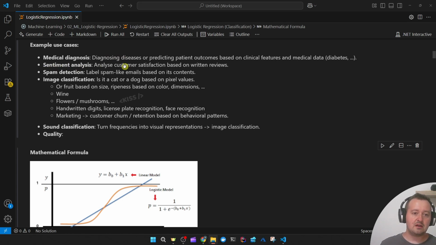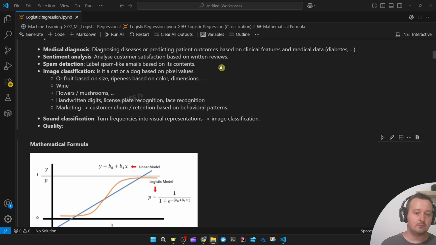Sentiment analysis, analyze customer satisfaction based on written reviews. So that would be blobs of text which contain good and bad words, and we would need to first convert all those words into a numerical representation, and then almost like make the sum of the good and the bad words, and that's going to result in, is this a positive review or not, for example.